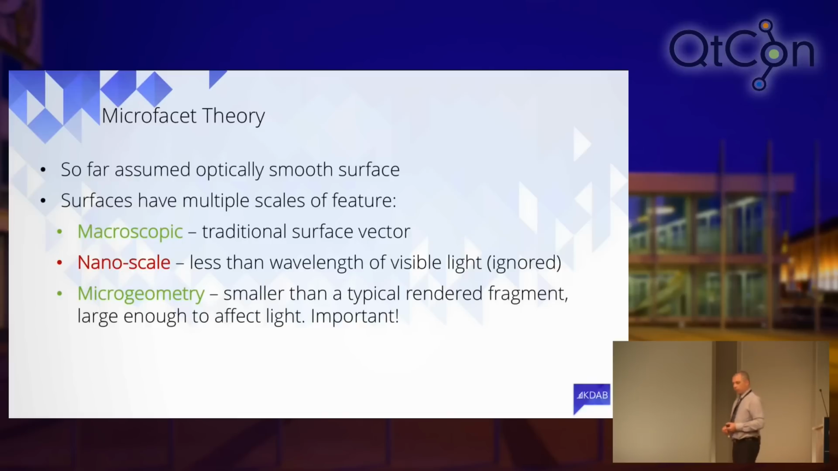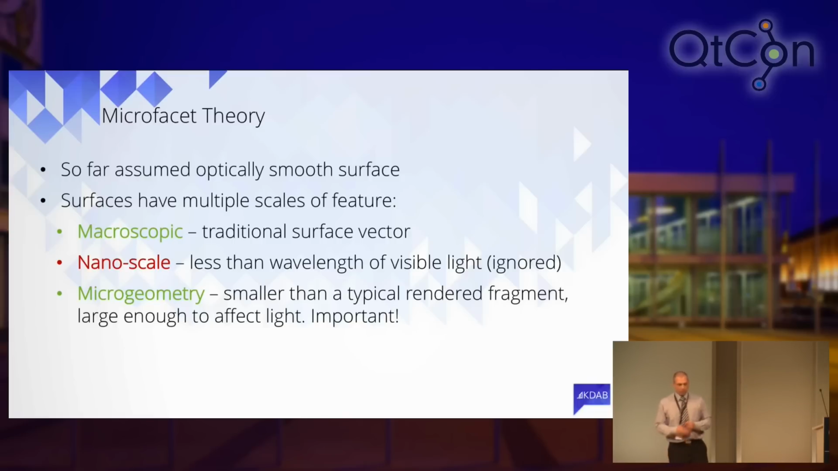So, when we're rendering, the size of one of our fragments, i.e. one of our pixels, is actually much larger than the size of the microgeometry. But the geometry within there, the microfacets inside this fragment, are actually big enough that they would affect how light behaves. So we do need to consider it. And this is one of the main improvements of PBR shading over the old Phong type stuff.